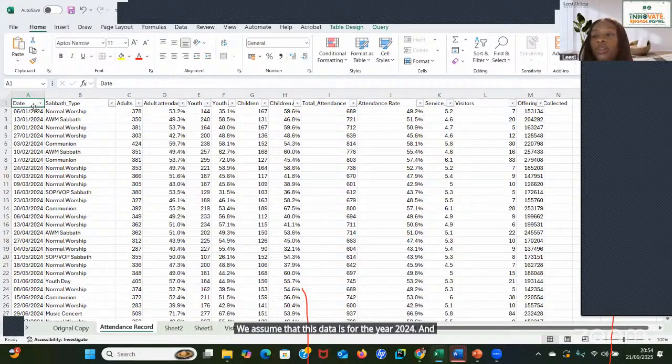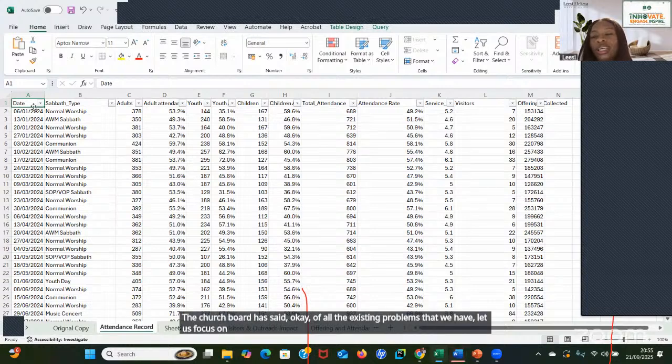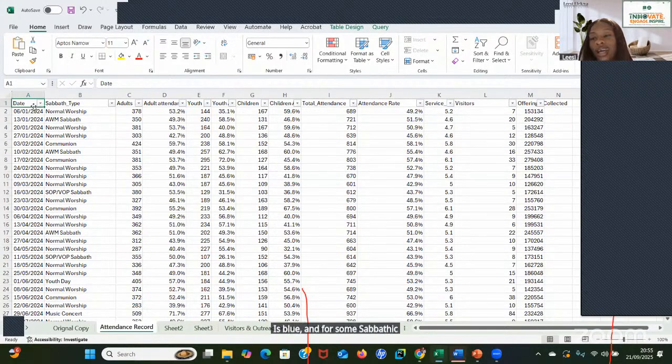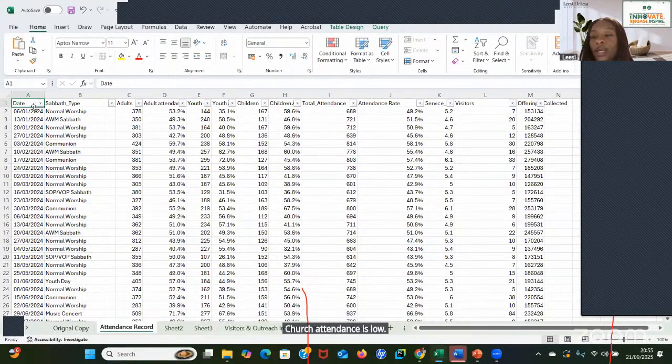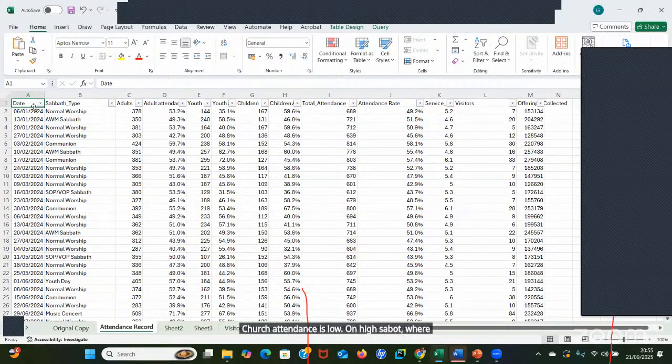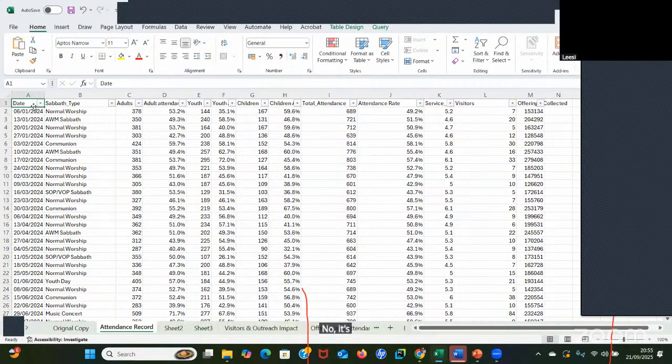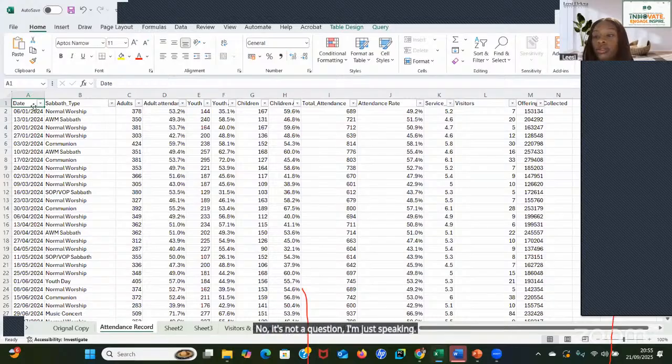And from our problem statement, the church board has said, okay, of all the existing problems that we have, let us focus on church attendance. We have noticed that some Sabbaths, the church attendance is low, and for some Sabbaths, the church attendance is high. What could be influencing these factors? There could be different things influencing it. It could be maybe sanitation days, church attendance is low. On high Sabbaths where there are child dedications and all, church attendance is high, and the rest.